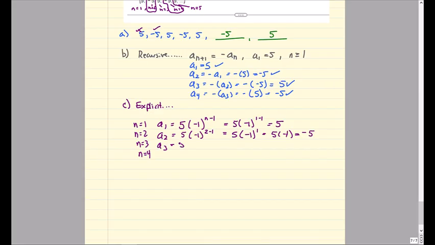Let's try again. A sub 3 is 5 times a negative 1 to the 3 minus 1, which is 5 times negative 1 to the 2, since 3 minus 1 is 2. Negative 1 times negative 1, so negative 1 quantity squared is 1. 5 times 1 is 5. So that's working. So one example of our explicit formula would be this piece right here.